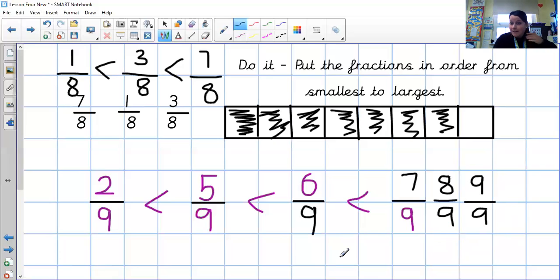What could it not be? Well, it couldn't be anything less than 6/9. So it couldn't be 6/9 or less.